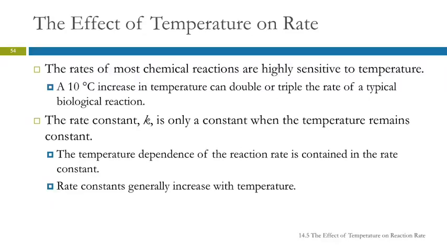So I mentioned that the temperature was specified in one of those problems because the rate constant depends on the temperature. Most chemical reactions are very sensitive to changes in temperature. The rate is very sensitive to changes in temperature. As an example, a 10 degrees Celsius increase in temperature can double or even triple the rate of typical biochemical reactions. And that's why your body regulates your temperature so tightly, because it needs those reactions to be happening at a predictable rate, not too fast, not too slow.